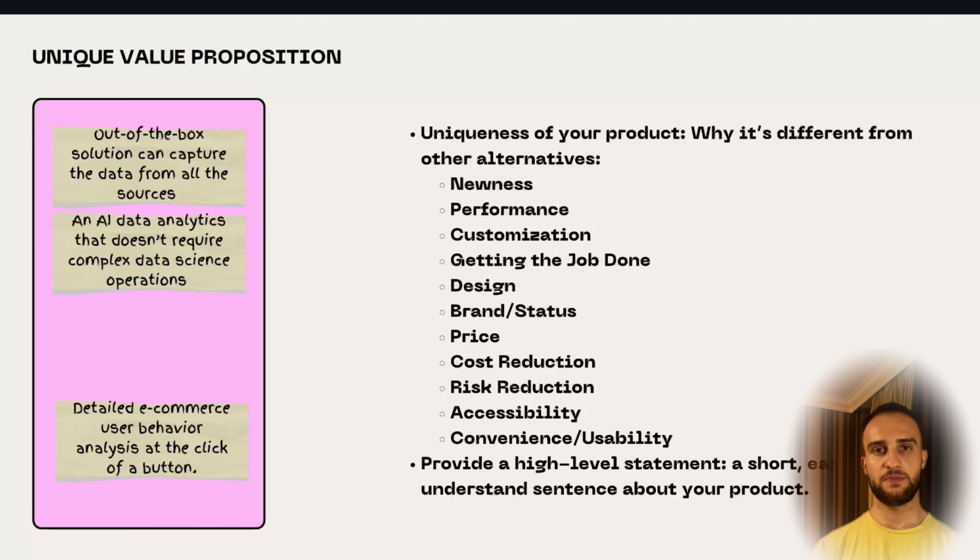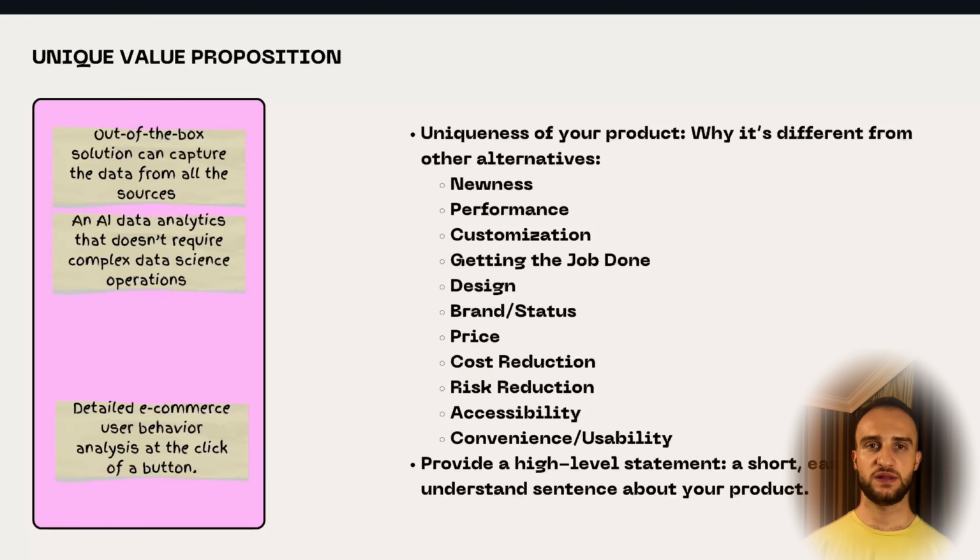Convenience and usability. Let's say there are a bunch of customer data platforms on the market, but they are very complicated. And it's hard for the e-commerce managers and e-commerce tech leads to figure out how to use them. However, what are we doing? We're just offering the same functionality, but with a clearer, smoother, and better user experience. So it's more convenient and easier to use our platform, and it's our unique advantage. So this is how we can find the unique value proposition of our product.